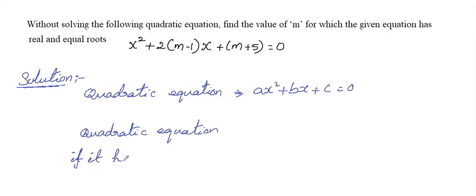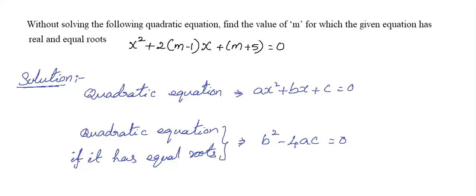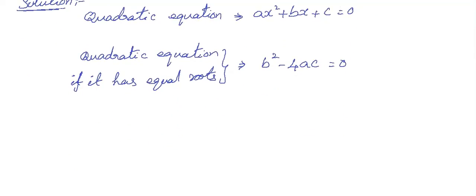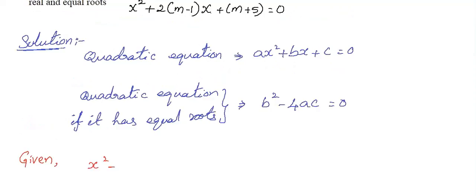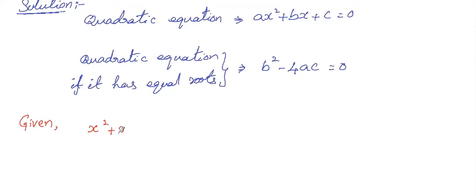So write down the general form of quadratic equation, which is ax square plus bx plus c equals to 0. If the quadratic equation has equal roots, then the discriminant of the quadratic equation will be 0. The discriminant will be b square minus 4ac. So we need to solve b square minus 4ac equals to 0 to find the value of m.